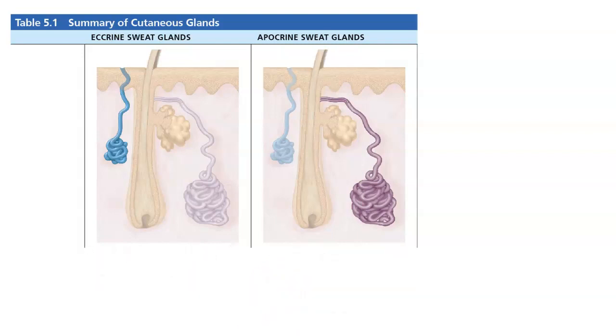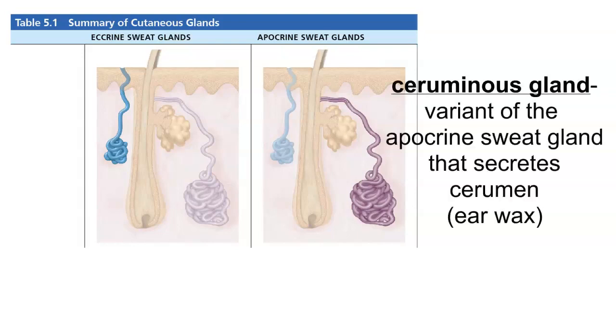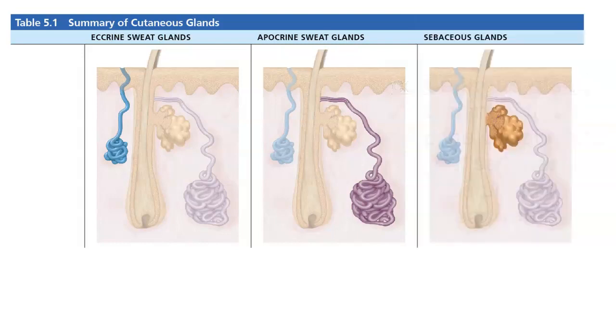I'll mention one other type of gland here, even though I don't have a picture of this, called a ceruminous gland. Ceruminous gland is the gland that produces earwax. Earwax is known as cerumen. And ceruminous glands are variants of the apocrine sweat gland. And of course, the other type of gland that we looked at is a sebaceous gland. A sebaceous gland is an oil gland.